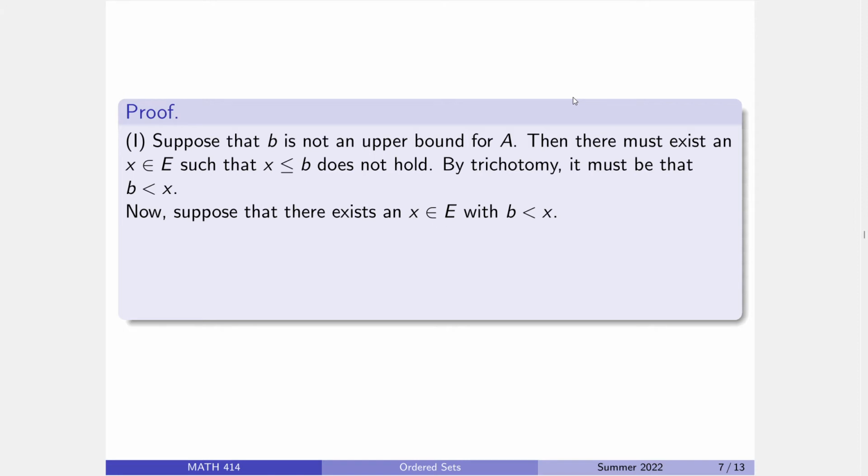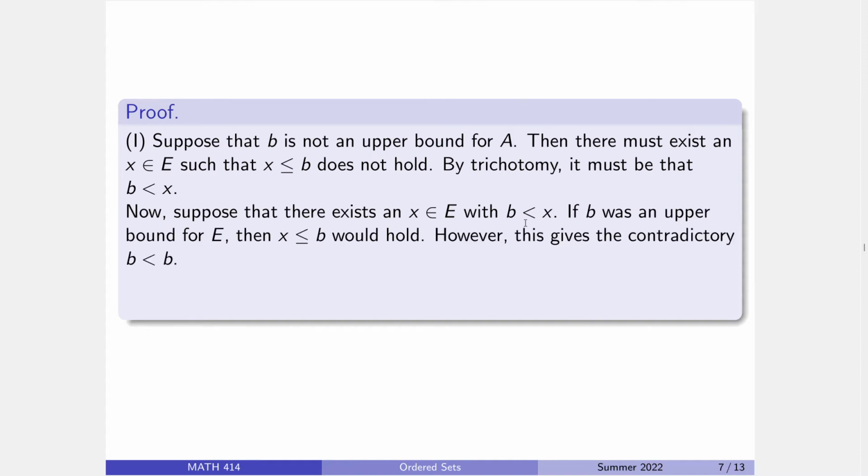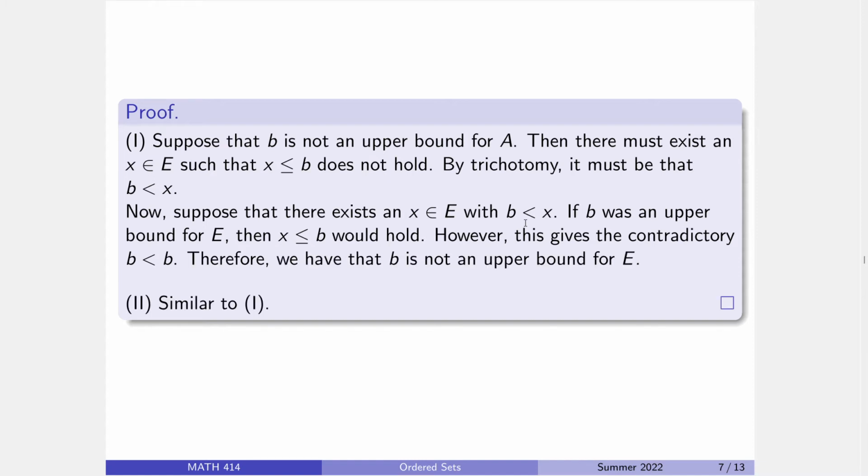Now similarly, suppose that there was an x that was strictly bigger than b. If b was an upper bound, then this would hold, but then by transitivity, we would have b is strictly less than b, which is contradictory. So b can't be an upper bound. And the analogous things for lower bound are similarly proven. We don't need to get too sweaty about the details there. Cool. There we go, a little experience of proving things with upper bounds.